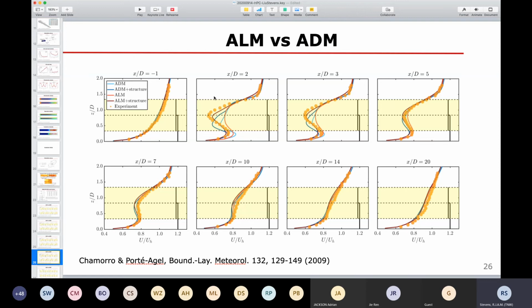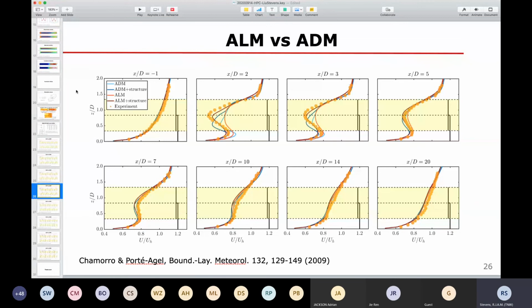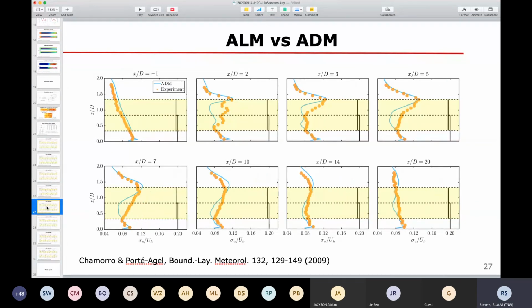And this can be done even on reasonably coarse resolutions compared to these wind tunnel experiments over here. So this is the mean streamwise velocity that we are comparing over here. If you want to look at some more detail, we're looking at the turbulence intensity or standard deviation. Again, we are looking at the different downstream locations. The actuator disk model is actually capturing these increased turbulence fluctuations at the top of the blades surprisingly well.